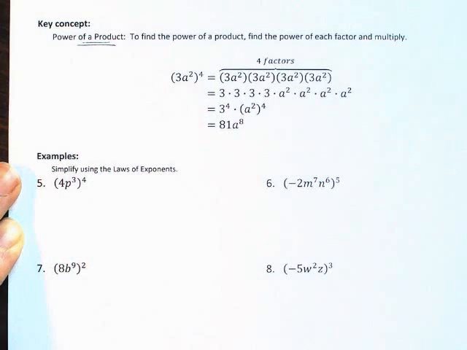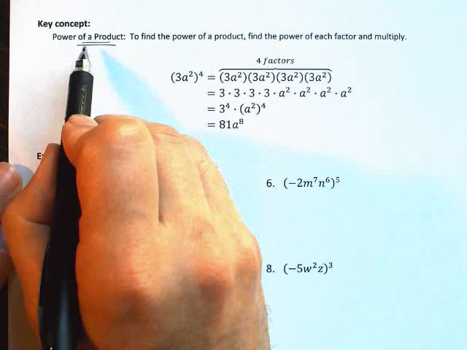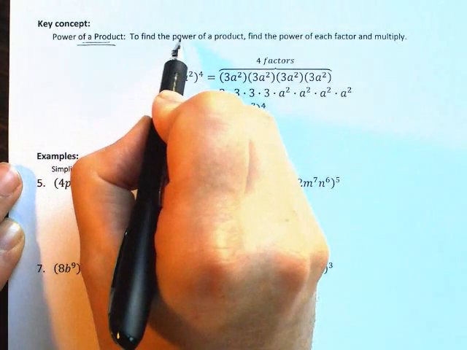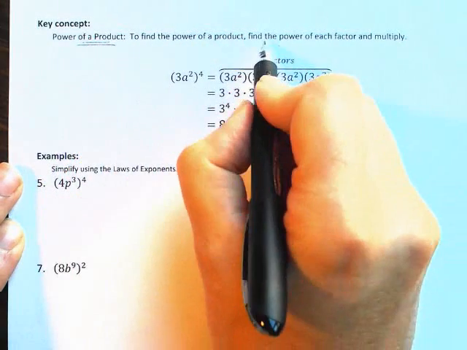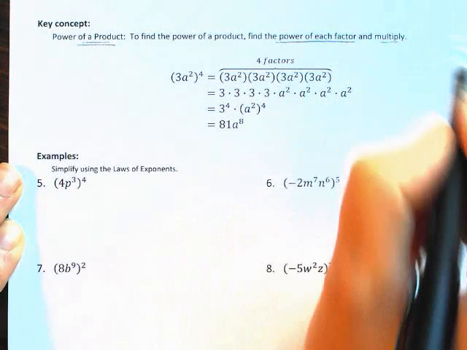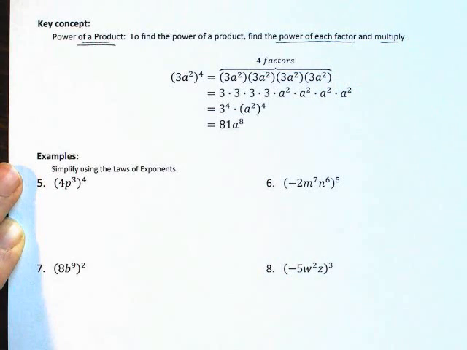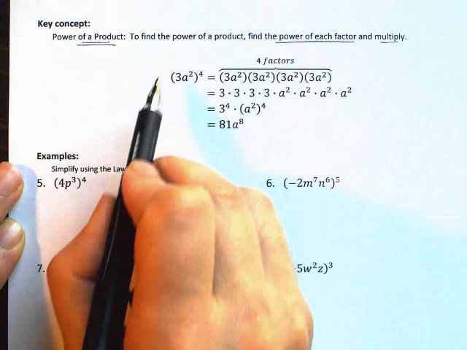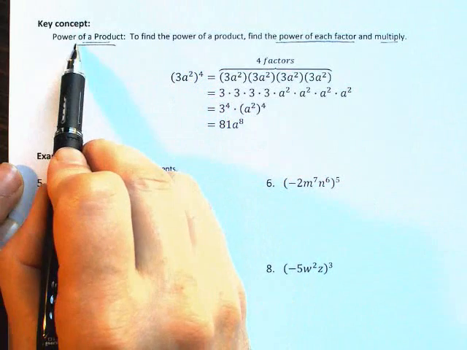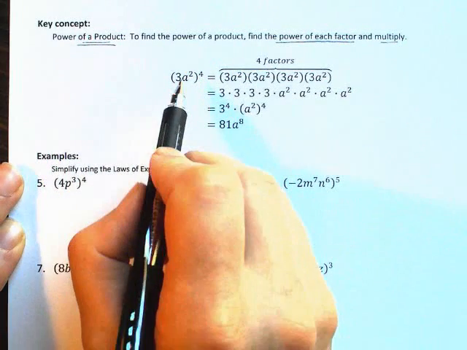Okay, this is another one of the laws of exponents, or rules of things that you can do with exponents to simplify them. The power of a product law says to find the power of a product, find the power of each factor, and then multiply. Okay? So what does that mean? Here's an example so we kind of have a visual representation in our minds of what power of a product is even talking about.